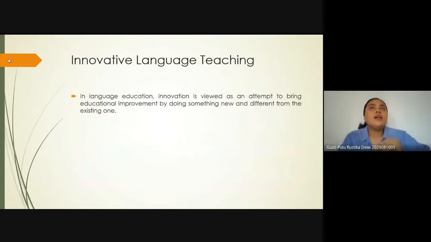Okay, besides the innovation in industrial sectors, innovation also happens in educational field in order to adjust the student need based on the rapid growth of technology and science. So in language education, innovation is viewed as an attempt to bring educational improvement by doing something new and different from the existing one. So it mostly deals with pedagogical approach, innovation in pedagogical approach.